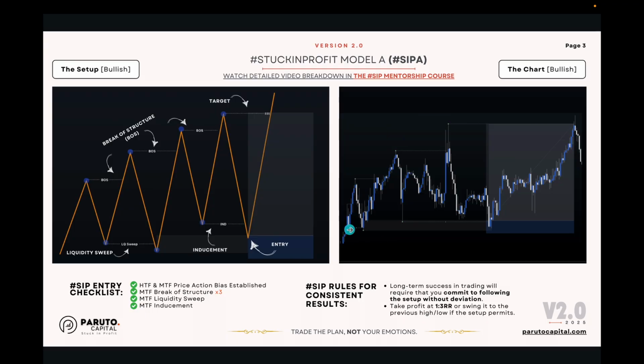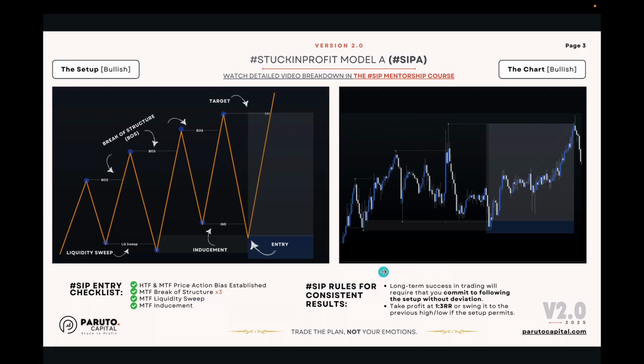You can see here we had a liquidity sweep, first 1, 2, 3 break of structure, inducement, price returns, sweeps the inducement, and then continues to the upside. Okay, so this is essentially what you're looking for in model A, right? So checklist: high time frame and medium time frame price action bias established, break of structure times 3, liquidity sweep, and inducement. As simple as that.